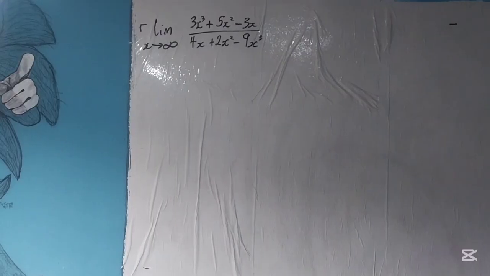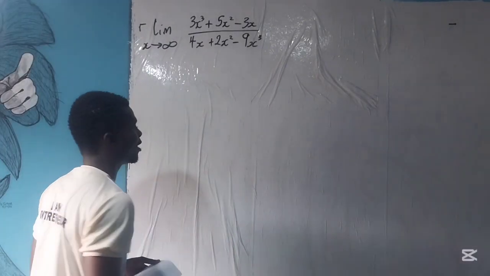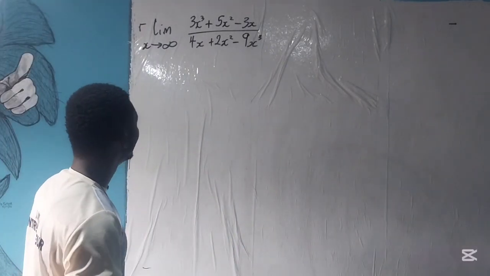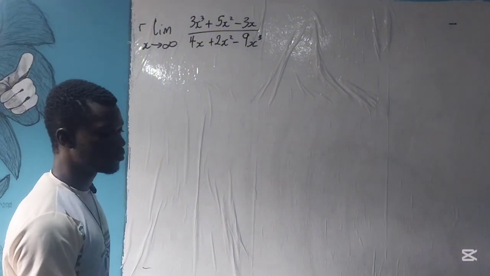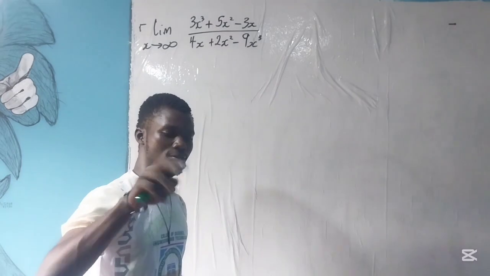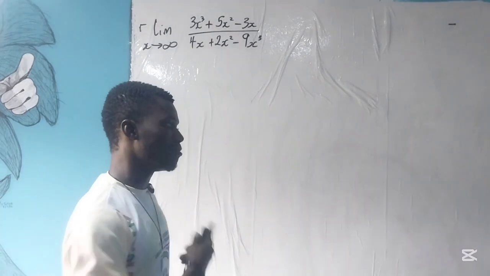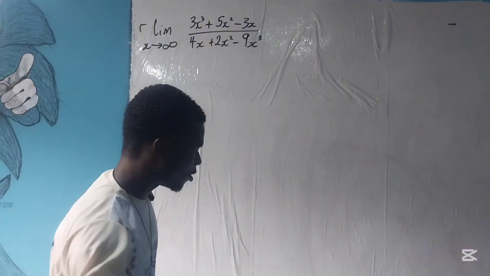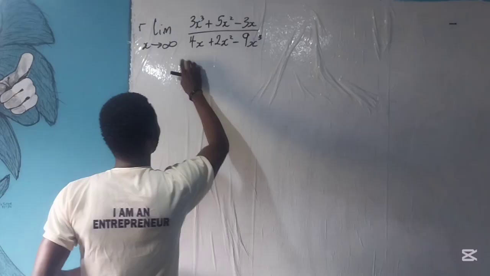All right, so now in this next question, we have to find the limit of 3x cubed plus 5x squared minus 3x, all over 4x plus 2x squared minus 9x cubed, as x tends to infinity. Now, there are two methods of doing this. Let me give you the general method. Then after this, I'll give you the shortcuts of what to know where you are dealing with limits to infinity.